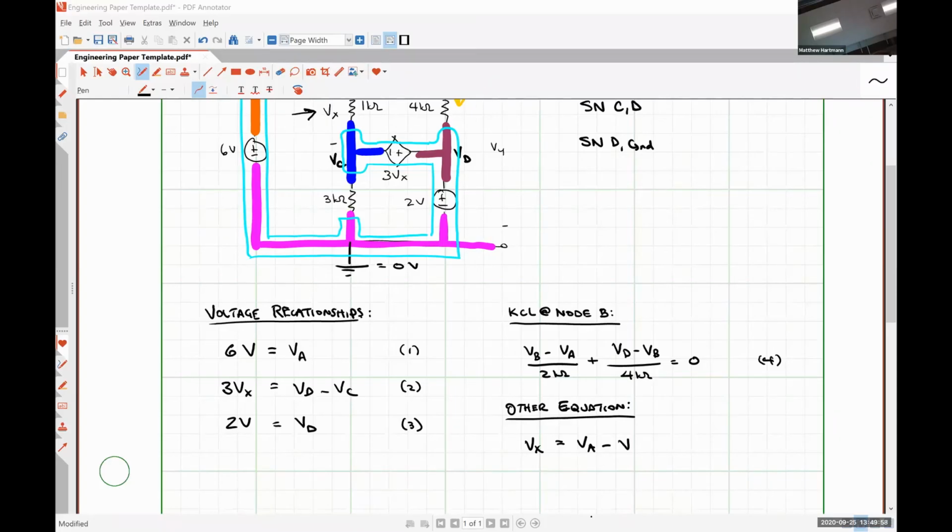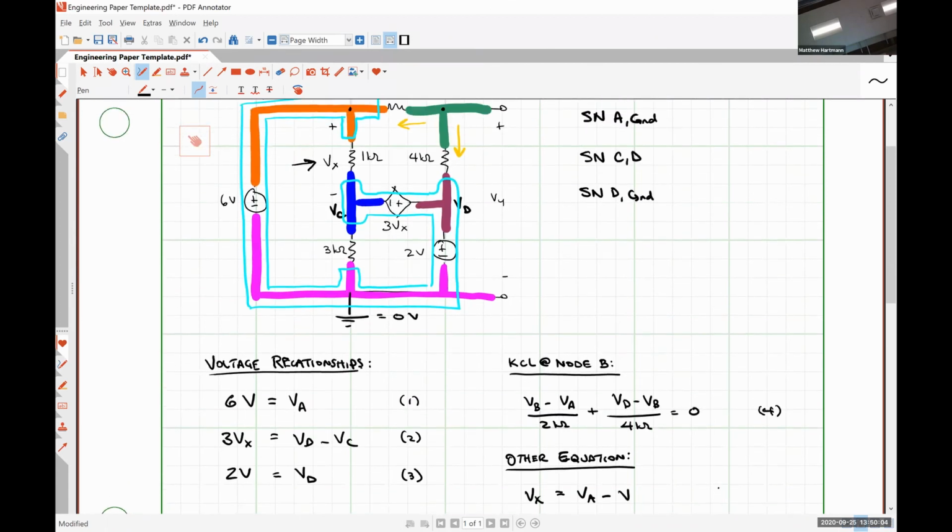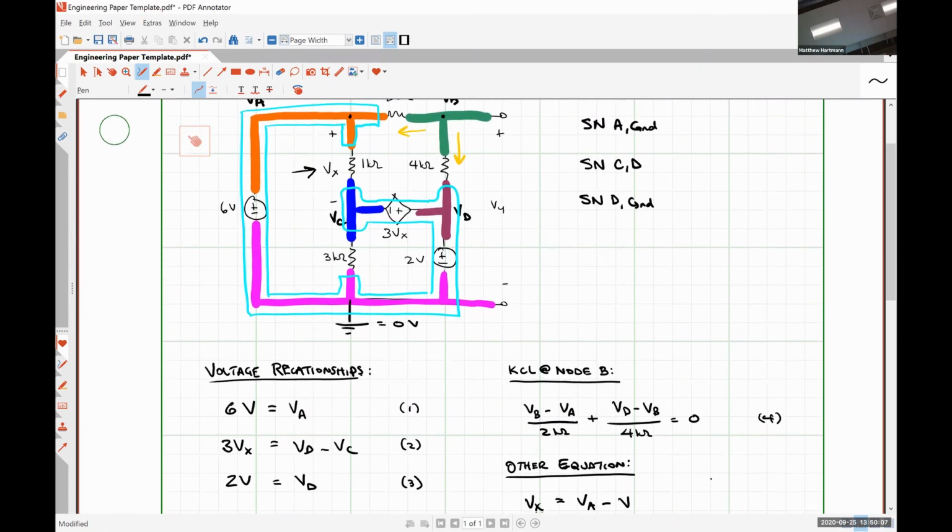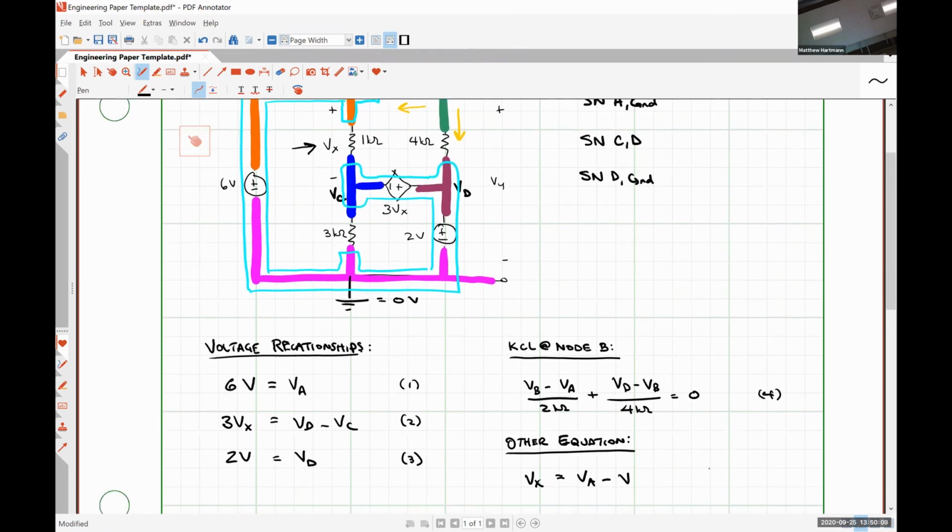Alrighty. So we said that the voltage relationship for Vx, again, was the voltage present at the positive polarity terminal of the 1 kilo ohm resistor, which was Va, minus the voltage present at the negative terminal, which is Vc, and this gives us a fifth equation.